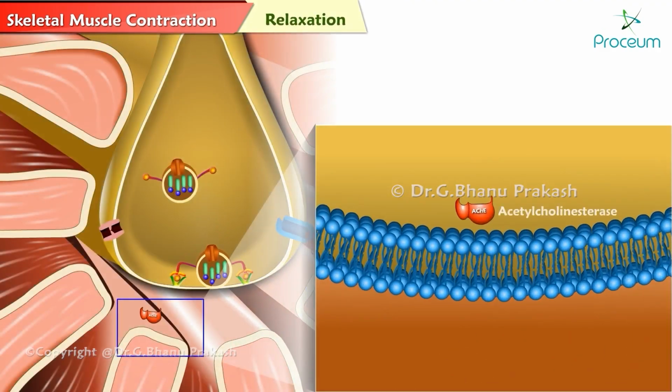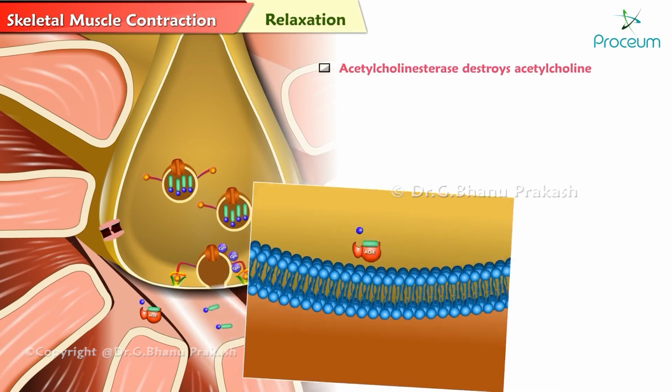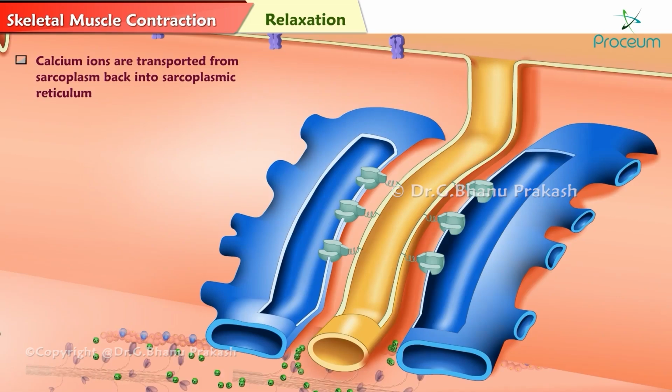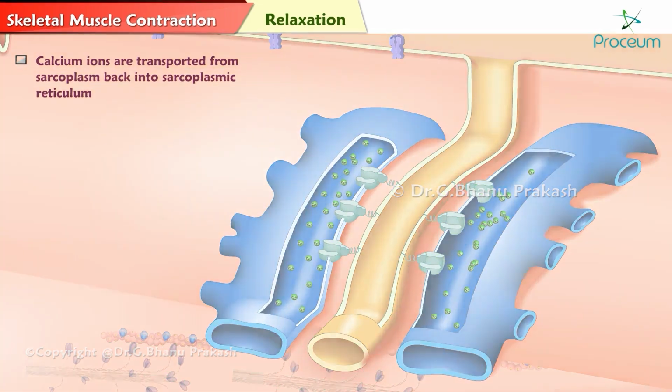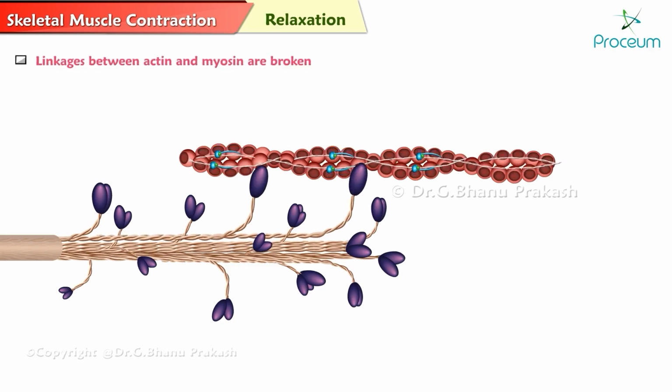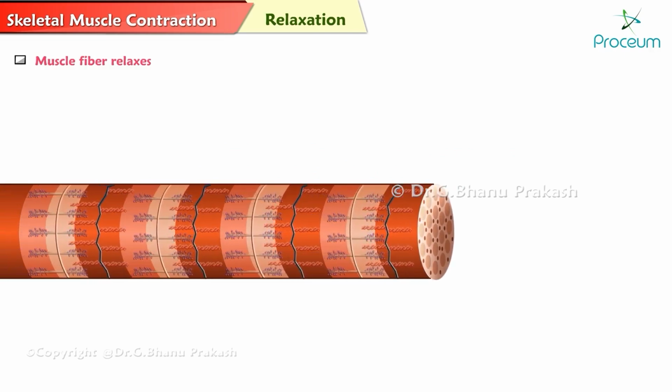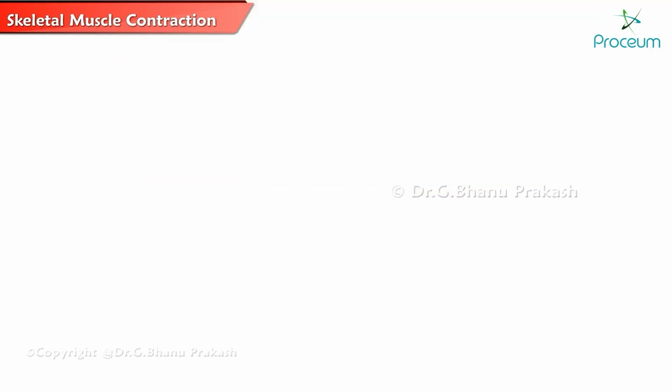Relaxation. Acetylcholinesterase is an enzyme present in the neuromuscular junction. It immediately destroys acetylcholine, so the motor end plate is no longer stimulated. Calcium ions are transported from sarcoplasm back into the sarcoplasmic reticulum. Linkages between actin and myosin are broken. The muscle fiber relaxes.